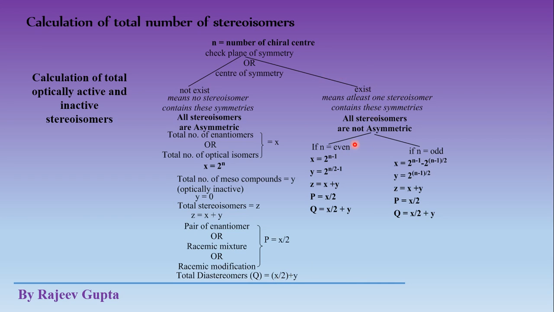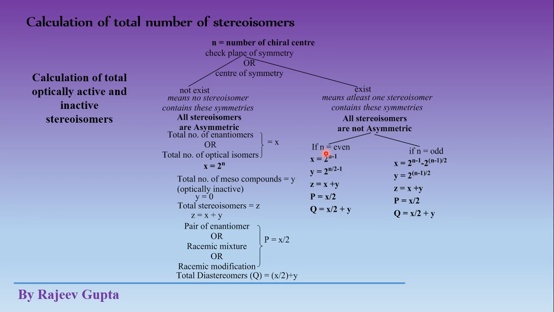Now consider these types of molecules which contain at least one symmetric stereoisomer. In this case all stereoisomers are not asymmetric, meaning at least one isomer could be symmetric. So here these two types of formulas can be applied based on the number of chiral centers. Two divisions have been made for this type of molecules.